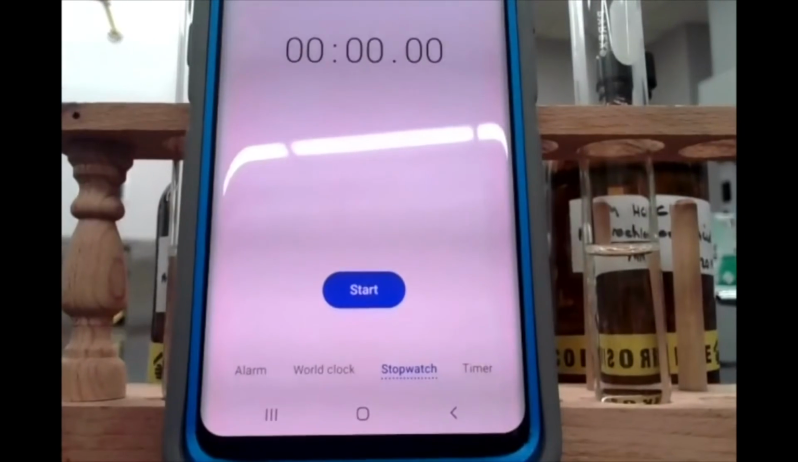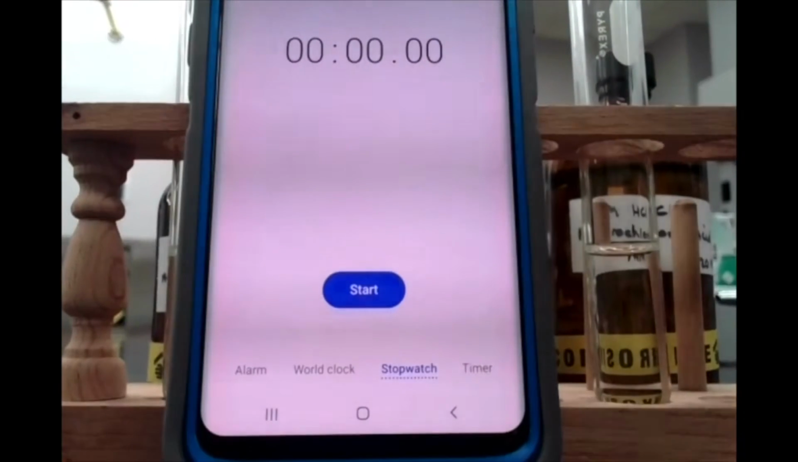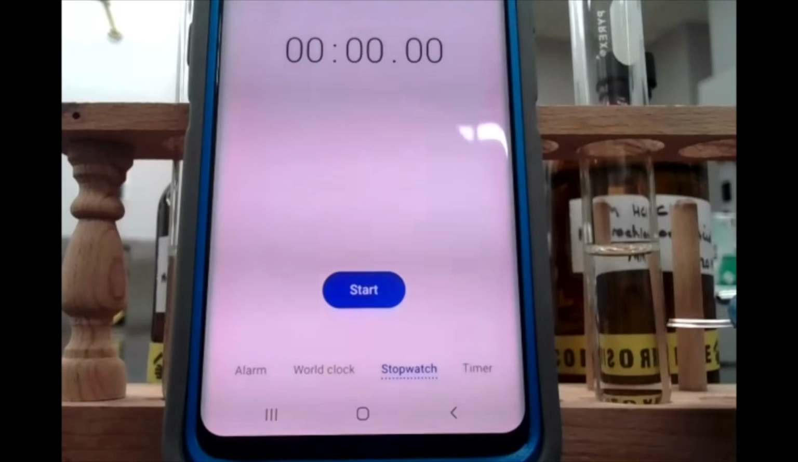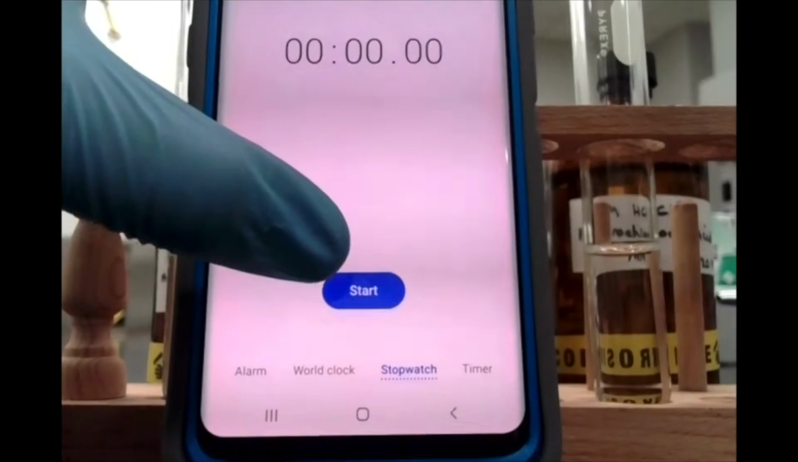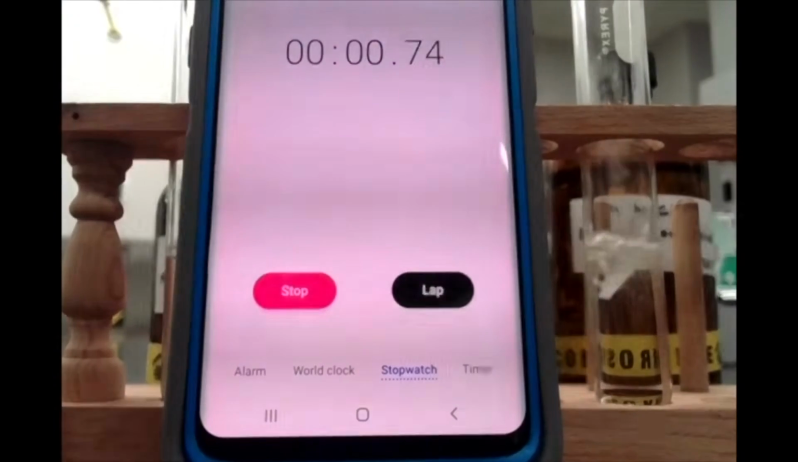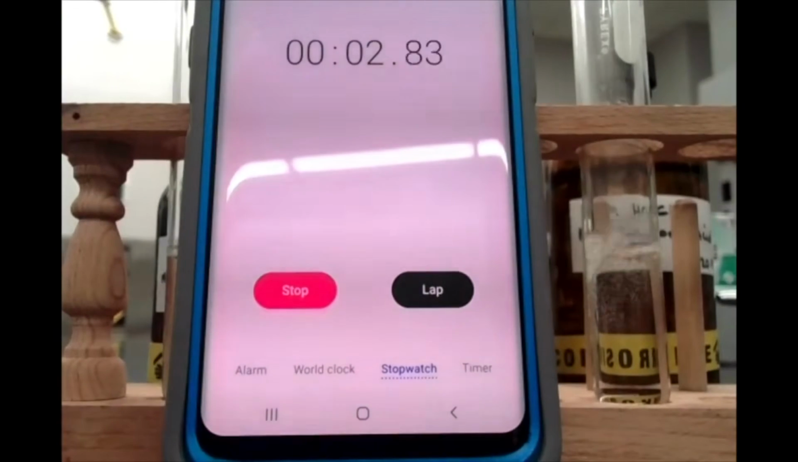Alright, and here's our third and final test tube of 3 molar hydrochloric acid. We're going to add our magnesium to that and get ready to start our stopwatch. And go. And notice this is the most vigorous yet.